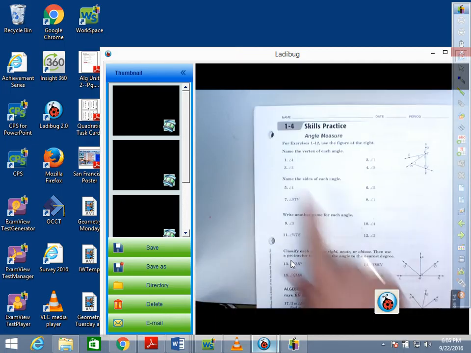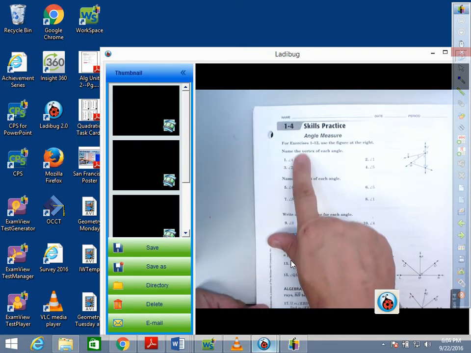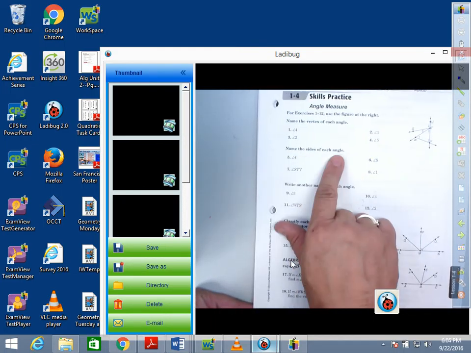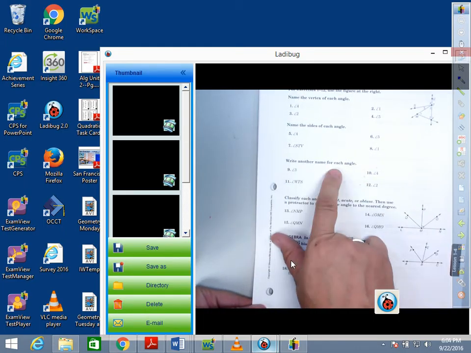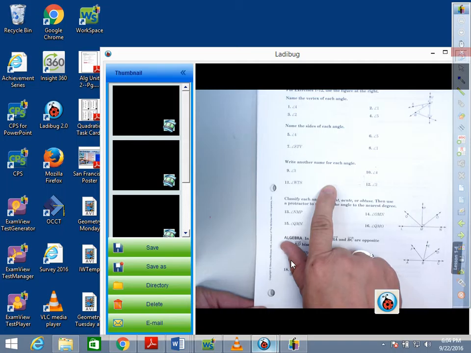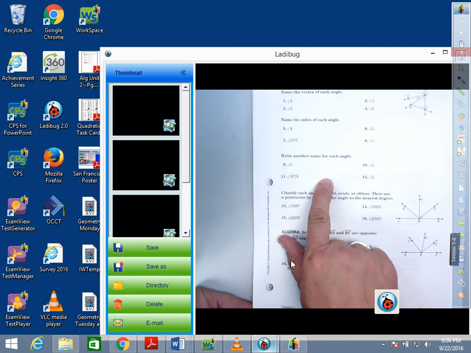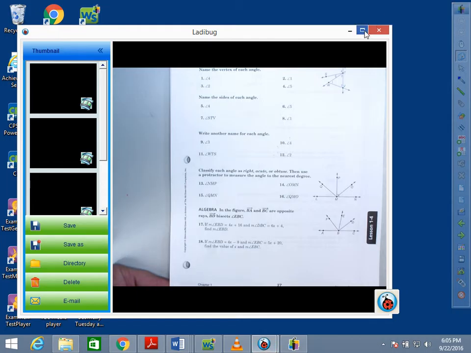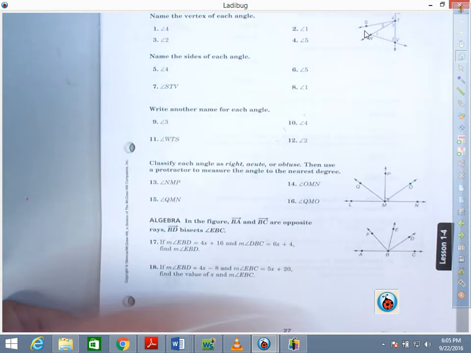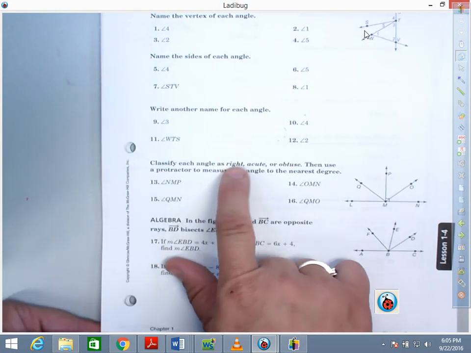So you're going to name the vertex of each angle. This is just naming a point. Name the sides of each angle. So you're naming line segments here. Write another name for each angle. We said that there were 3 different ways to write names, so you're going to be doing that there. And then down here you're going to classify as right, acute, or obtuse.